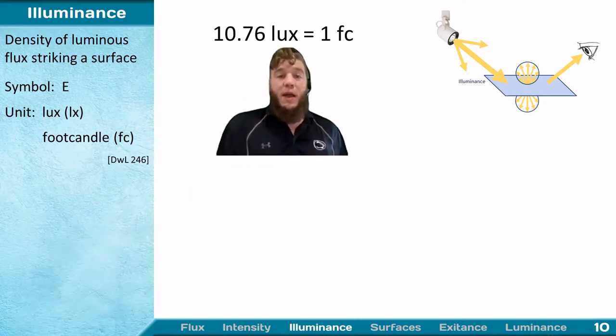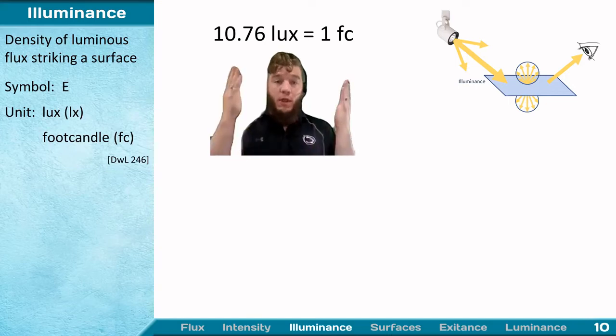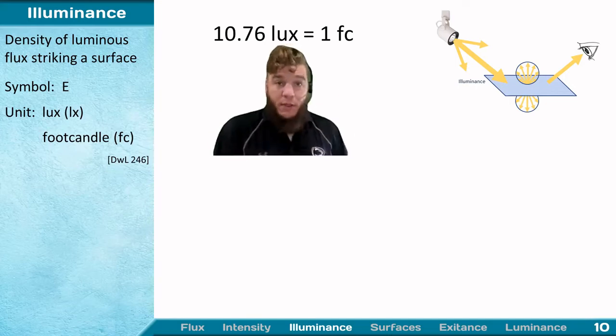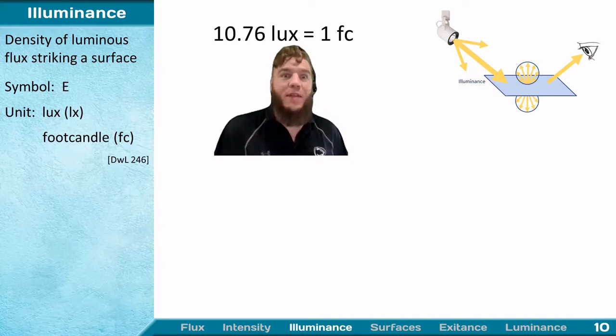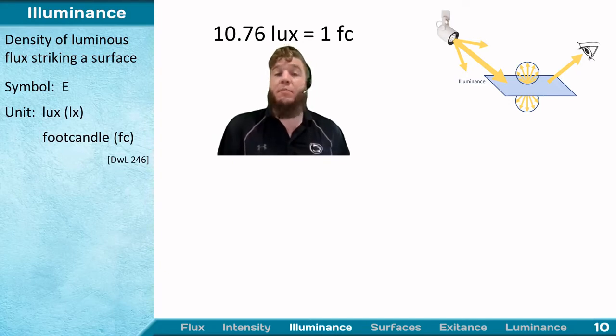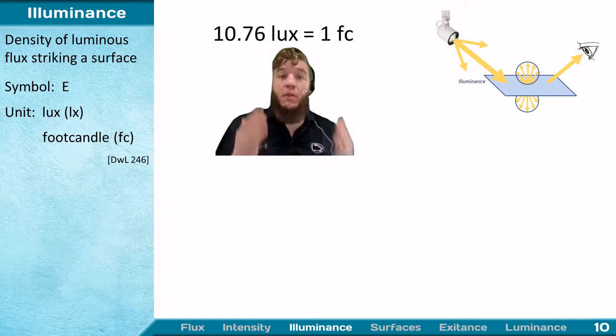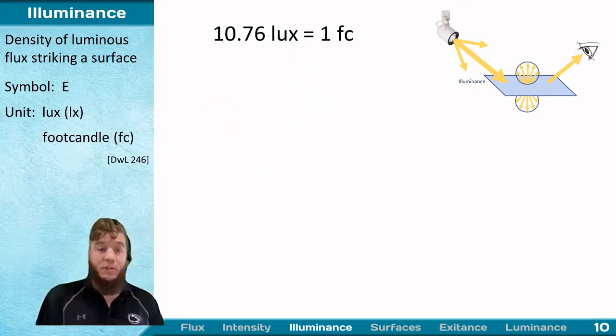Now, I want to point this out because this is going to come up over and over and over again throughout the semester. There is 10.76 lux per foot candle. Say it with me. 10.76 lux per foot candle. Don't forget to convert your units. This is the easiest way to get your questions wrong on the photometry homework.